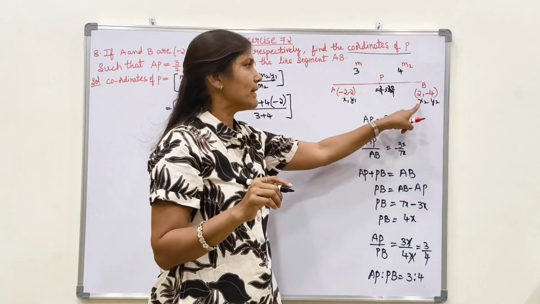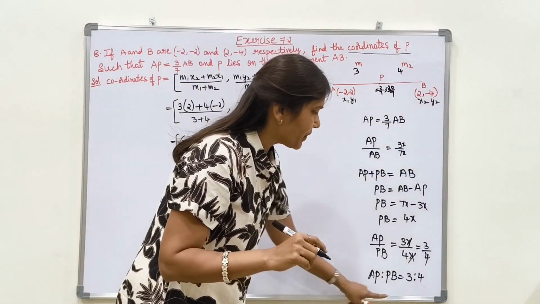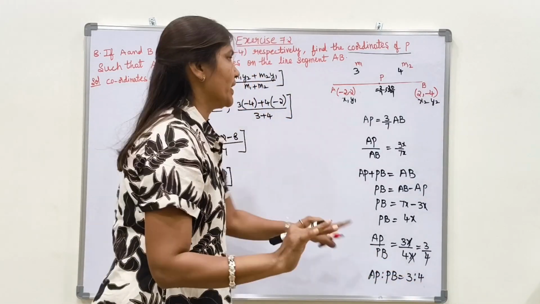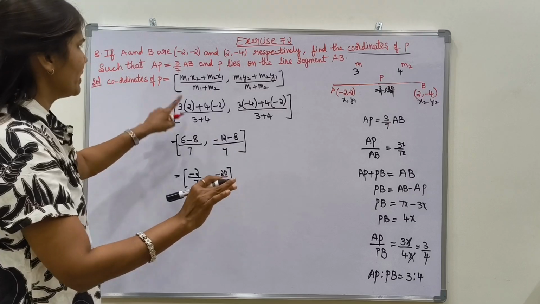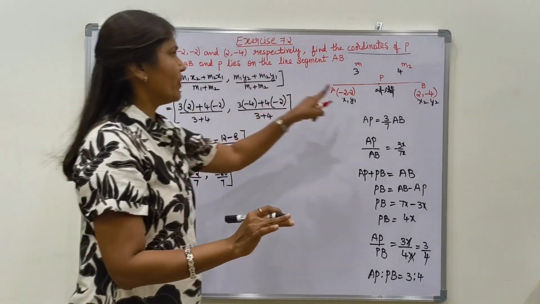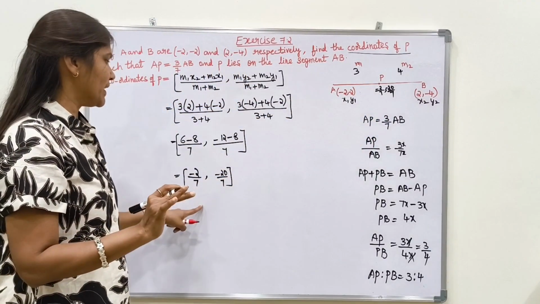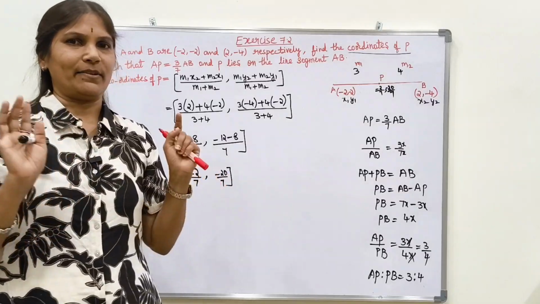Nothing much. A coordinates given, B coordinates given. First you find the ratio, 3 is to 4 you will get. After getting it, you write the section formula, apply it, and you will get the P coordinates as minus 2 by 7, minus 20 by 7 is the answer.